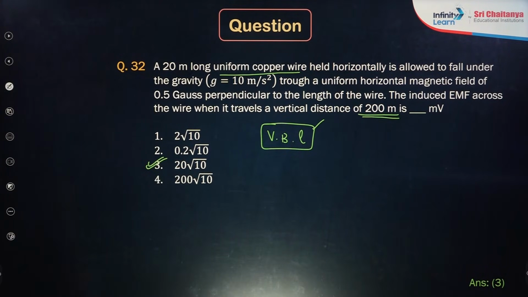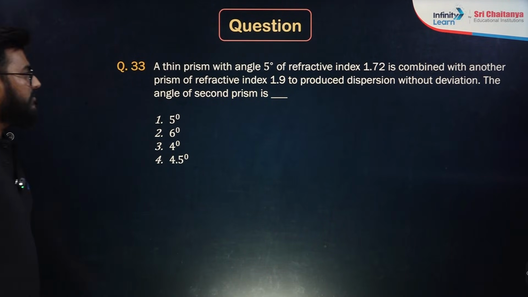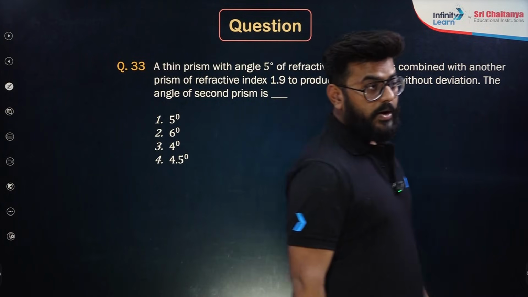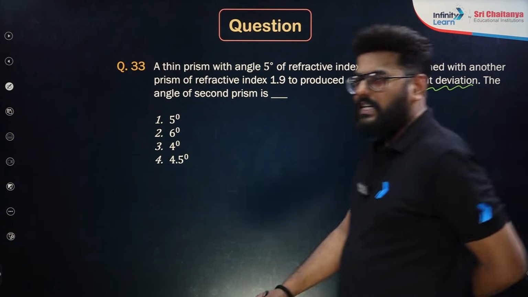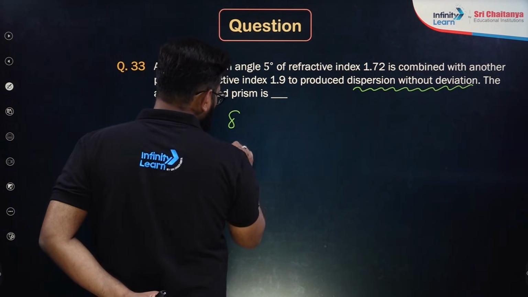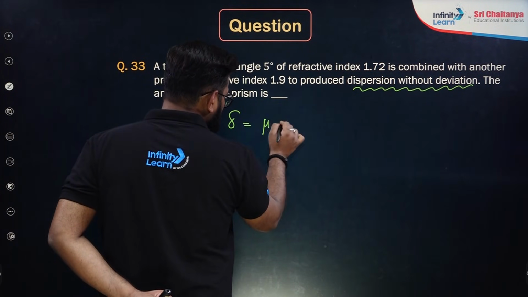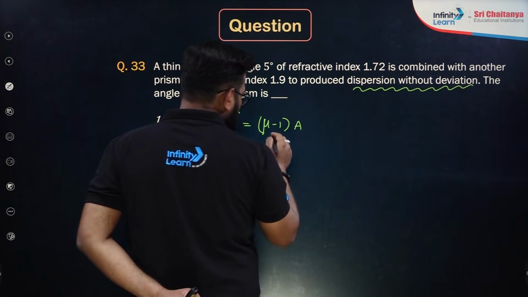So it's simple, it's not at all difficult. Moving ahead, a thin prism with angle 5 degree and refractive index 1.72 is combined with another prism of refractive index 1.9 to produce dispersion without deviation. The angle of the second prism is? See, you want dispersion but you don't need deviation. That means the deviation of the first prism, which will be (mu minus 1) into A, should cancel the deviation of the second prism, right?